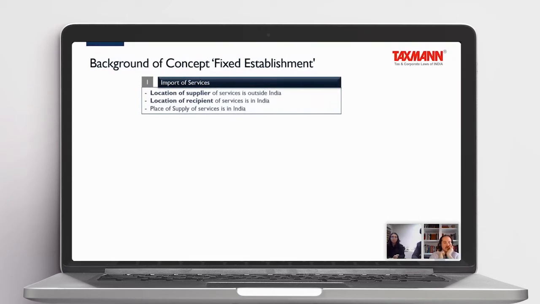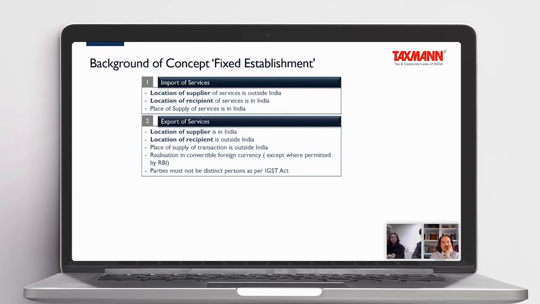The first is import of services, which will be important in the context of the transaction done by A Limited. The definition of import of services requires the location of supplier to be outside India, the location of recipient to be in India, and the place of supply of services to be in India. Whereas the export of services, which will be important for O Limited, requires that the location of supplier must be in India, the location of recipient must be outside India, and the place of supply should be outside India, with two other requirements which are actually not relevant for this discussion.